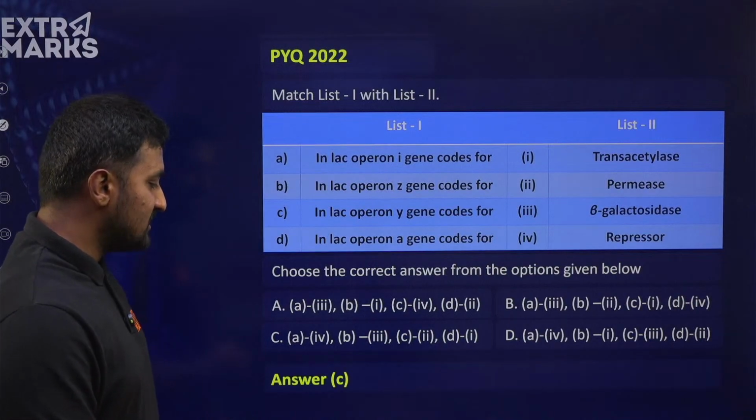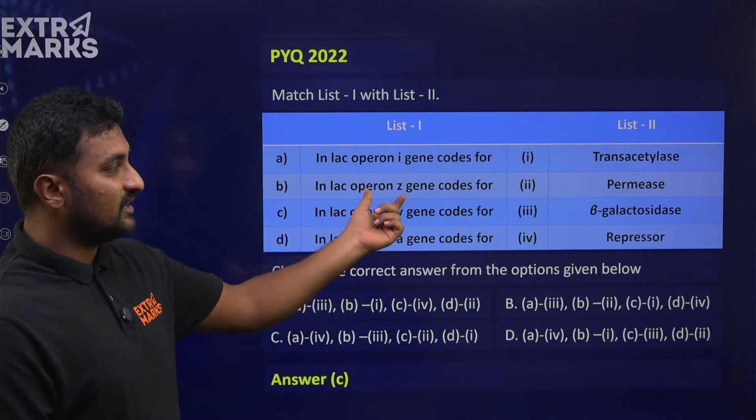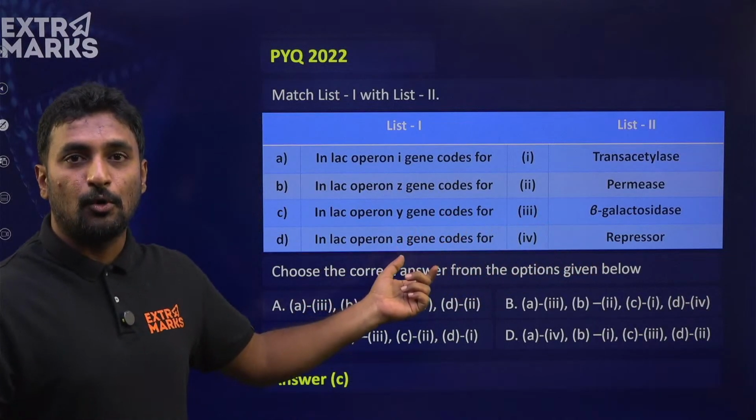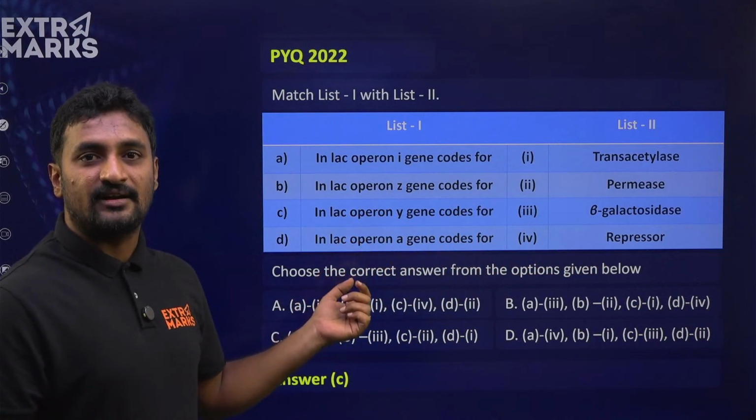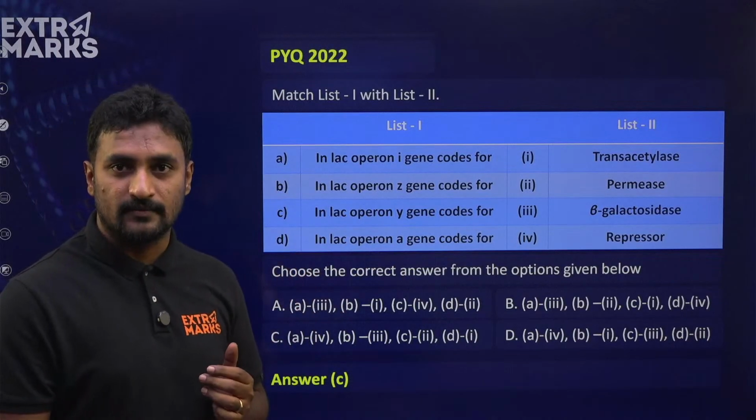Yes, so the answer is option C, where you can see different enzymes. When you talk about Z, it codes for beta galactosidase, right? So Z, Y, A, that is the order.